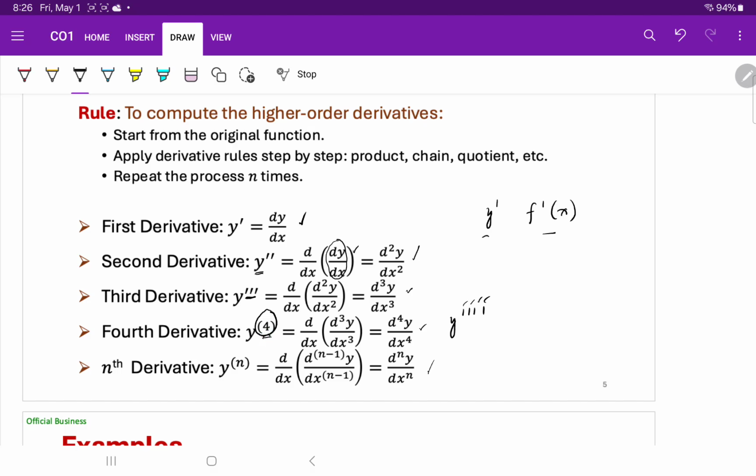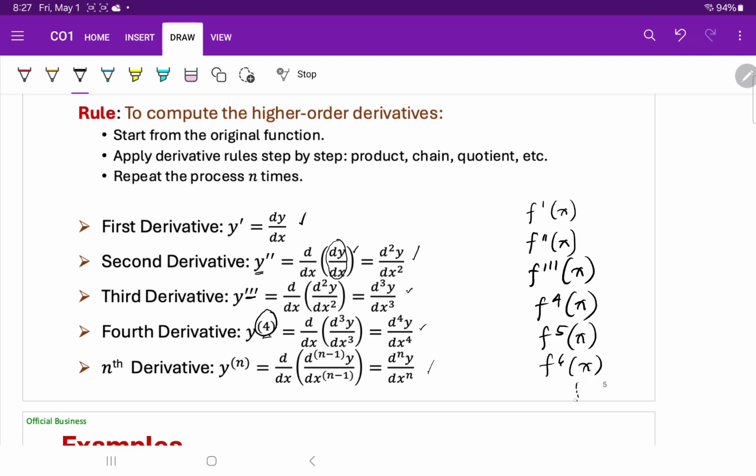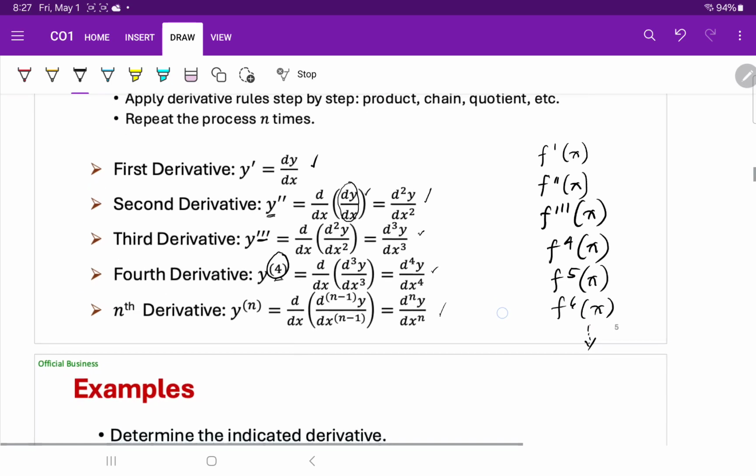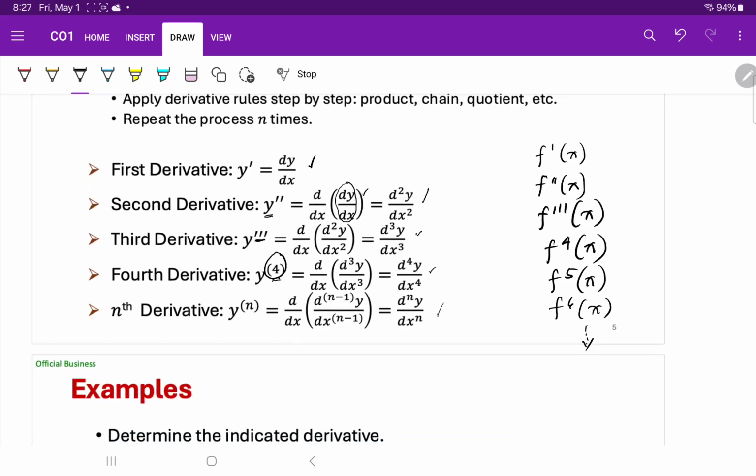Say we use f prime of x. The second derivative is denoted by f double prime, then f triple prime. The next is represented in this manner. Then the next one is this one, and so on to the sixth, and so on. So these are the different notations we use in defining the second and the next higher order derivatives.